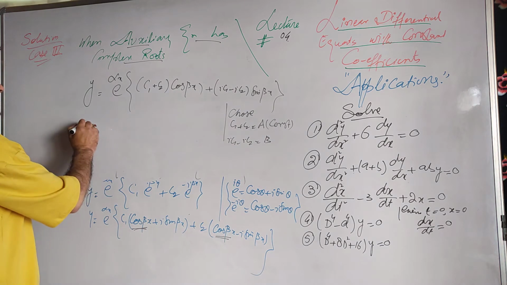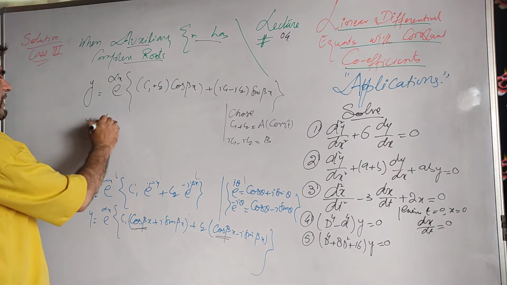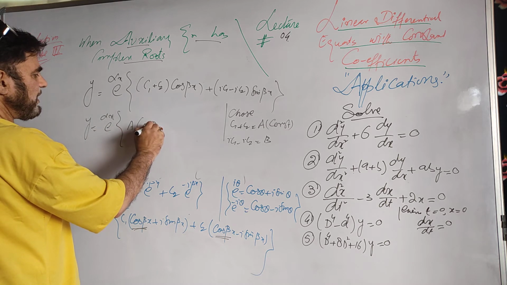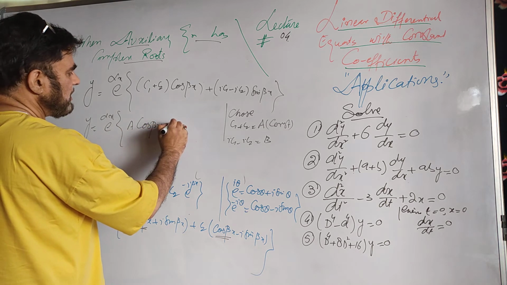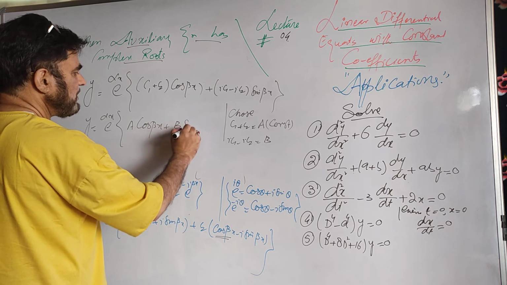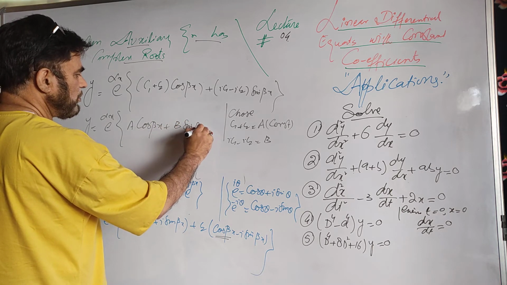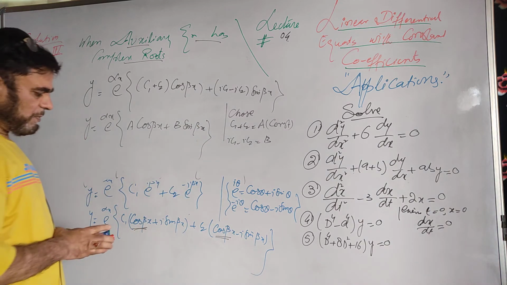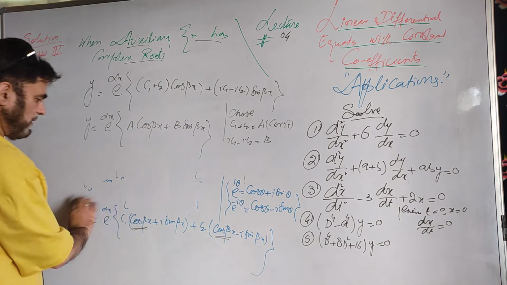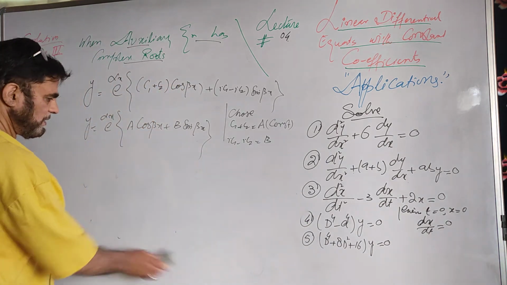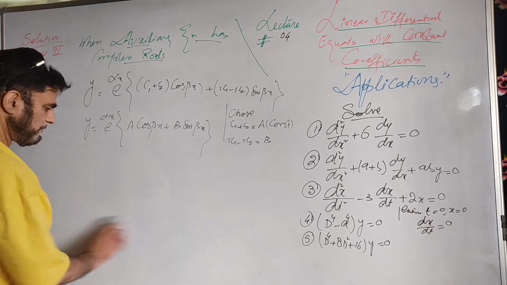What is your solution? It is y is equal to e raised to power alpha x times a cos beta x plus some constant b sine beta x. You don't use iota anywhere here. So how do you remember this? I will tell you the formula for remembering this so that you can do it in future.